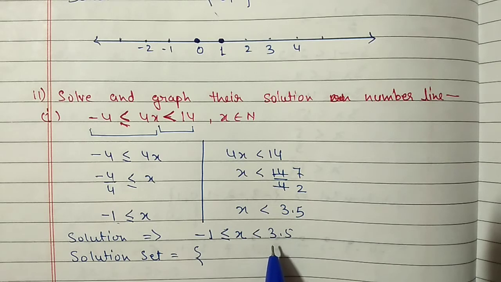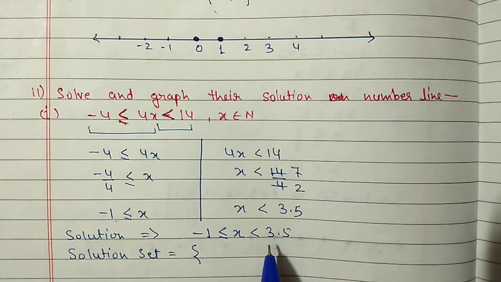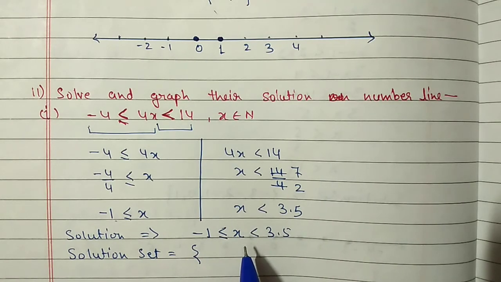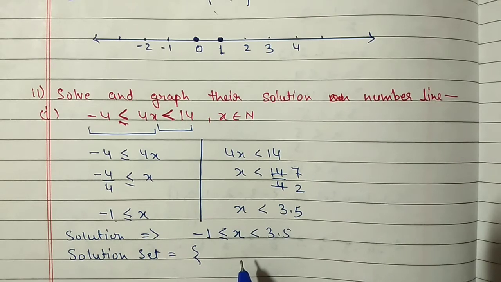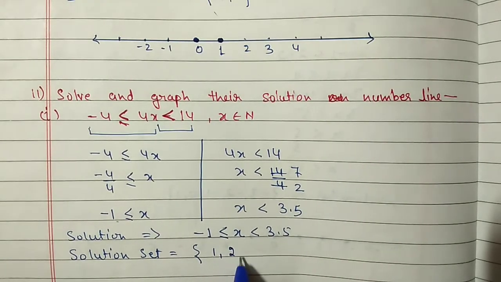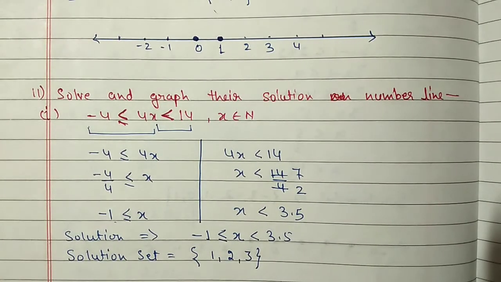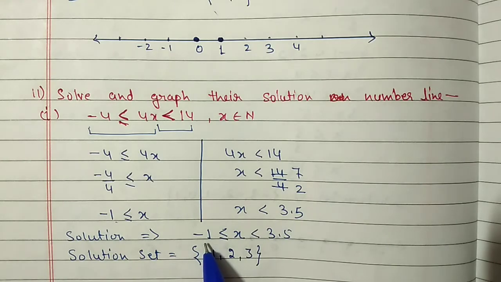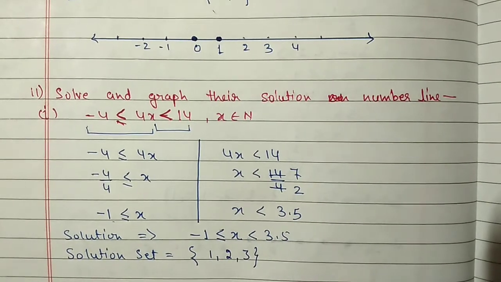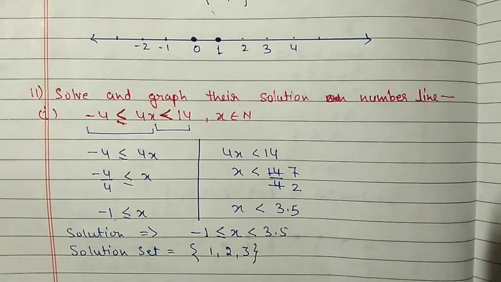Greater than or equal to minus 1 means we have to start from minus 1, 0, until 3. But minus 1 and 0 are not natural numbers, so we will not take 0 and minus 1. We will start from 1. 1, 2 and 3 is our solution here. If you get a minus here, then please check the replacement set. If it fulfills that condition, then only you have to take it.